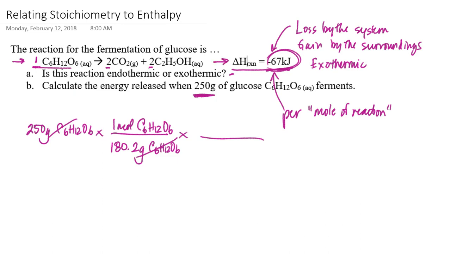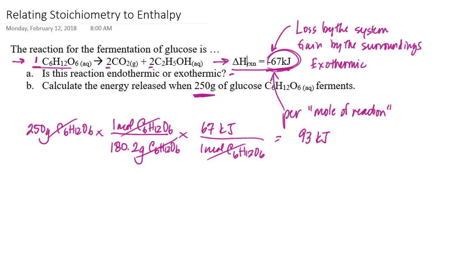Okay? Now that I've done that, I can relate back to the balanced chemical equation and also the enthalpy of reaction that's provided. According to this information, for every 1 mole of glucose that reacts, 67 kilojoules of heat are released. So if I go ahead and do this math, I take 250 grams, divide by 180.2, and multiply by 67, I get 93 kilojoules if I round to two significant figures.